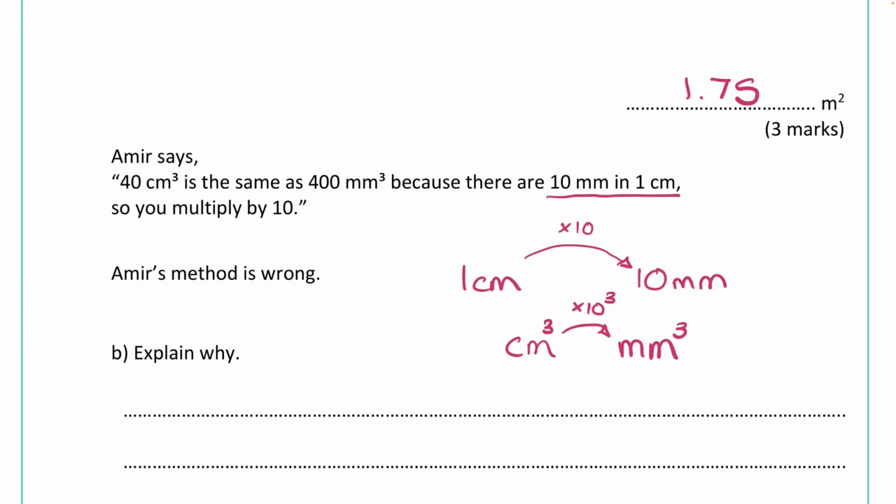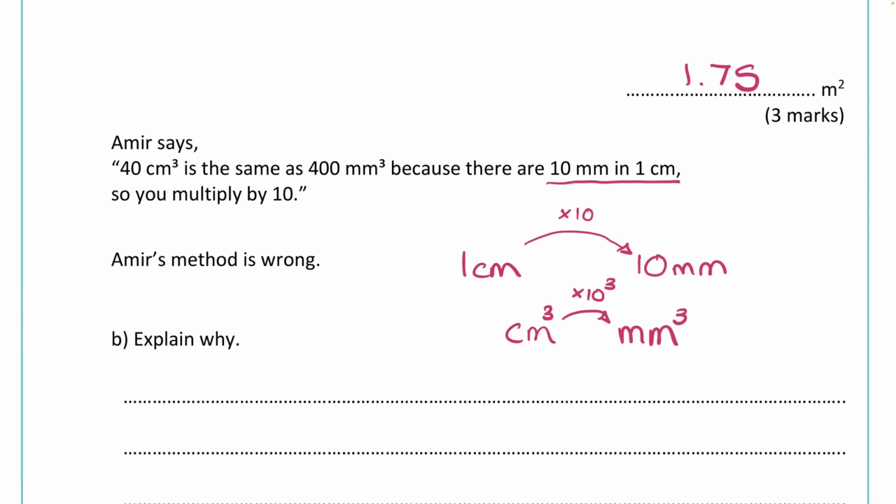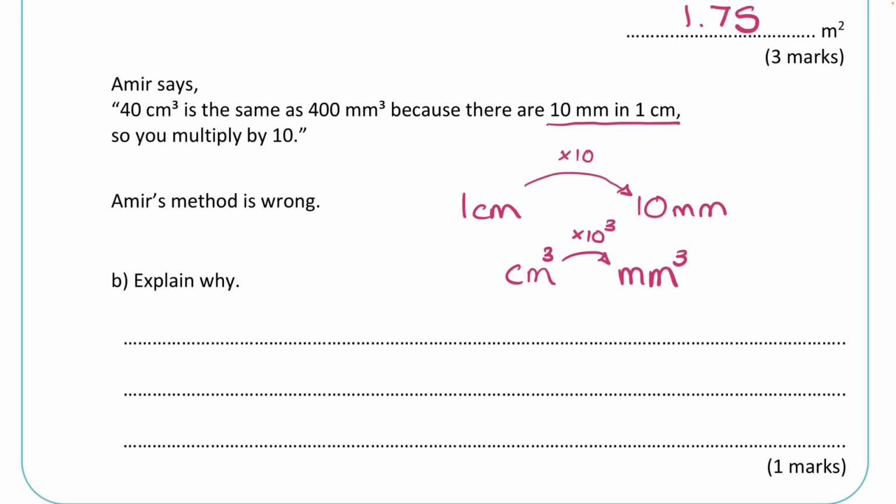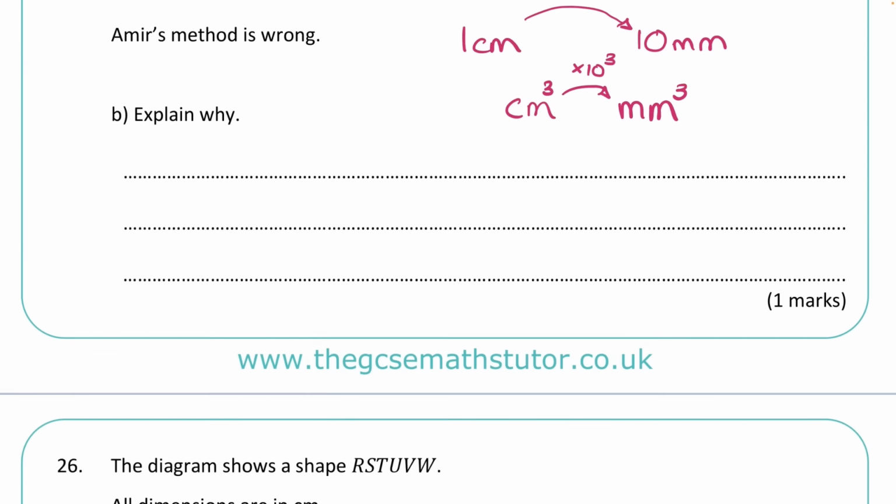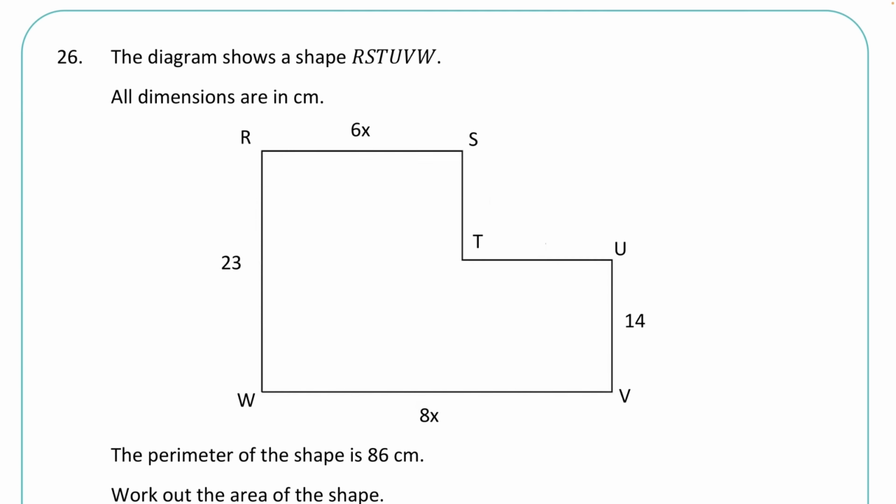Obviously you can use different variations of the language, but something along the lines of, in order to get from centimetre cubed to millimetre cubed, you multiply by 1,000 or you multiply by 10 cubed. Something along those lines, however you choose to phrase it. So there we go, that was some converting between the different area or volume units. The same applies for area. We would instead multiply by 10 squared to get from centimetre squared to millimetre squared. So there we go, on to question 26.